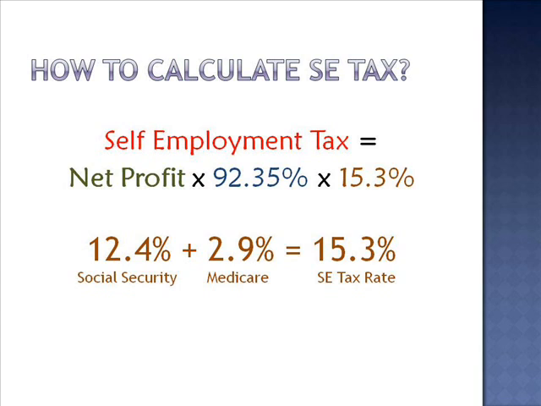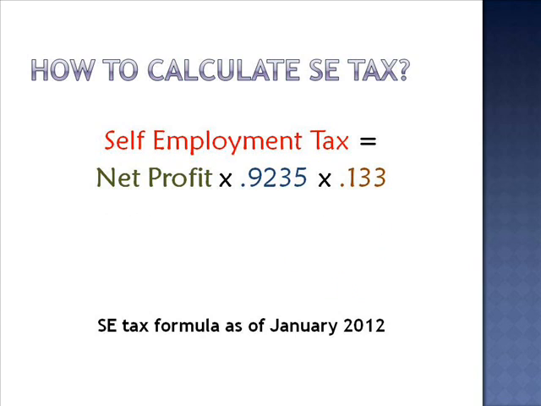As you are probably aware, Washington passed a 2% reduction in Social Security taxes effective in 2011 and has since extended the cut into 2012. While the full duration of this 2% tax cut will be left to lawmakers, the current self-employment tax formula and the one that will be used on 2011 tax returns will reflect the reduction. This means that the current self-employment tax formula is net profit times 0.9235 times 0.133.